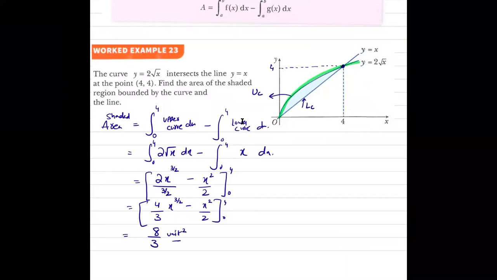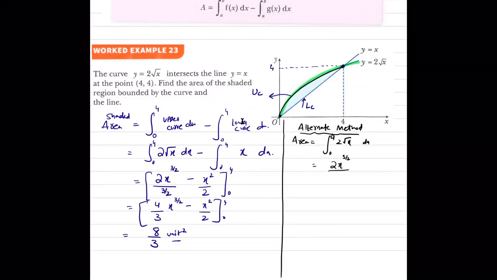Okay. Now, I could also show you an alternate method to find the area. As an alternate method, what you can do is first integrate the upper curve from 0 to 4. So integration of 2 root x from 0 to 4, that is going to be 2x to the power of 3 upon 2 divided by 3 upon 2.